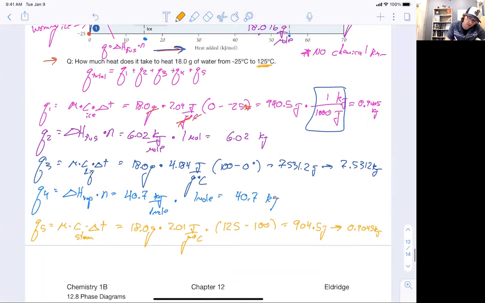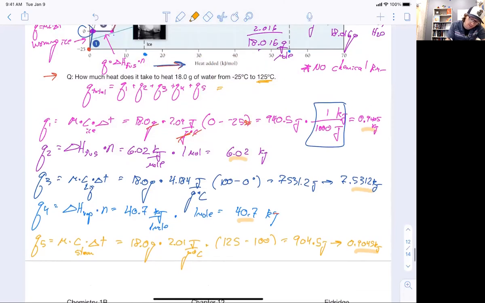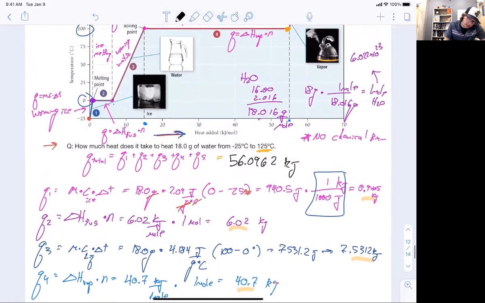And now to get the total, we add up all of our Qs here. I got Q1, Q2, Q3, Q4, Q5. So let's divide this by 1,000. Use that, plus 40.7, plus 7.5312, plus 6.02, plus 0.9405. So I got 56.0962 kilojoules.